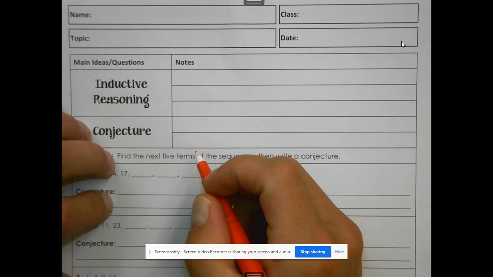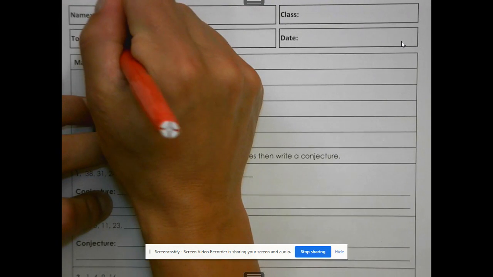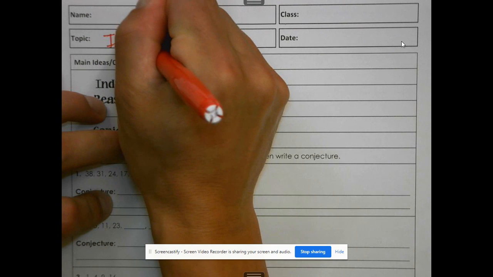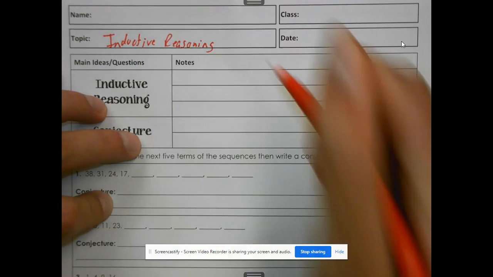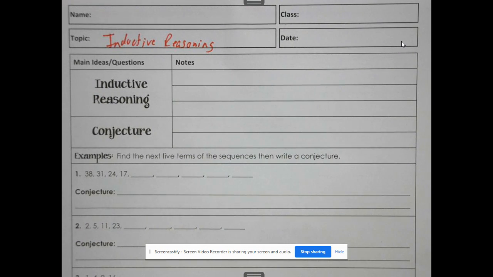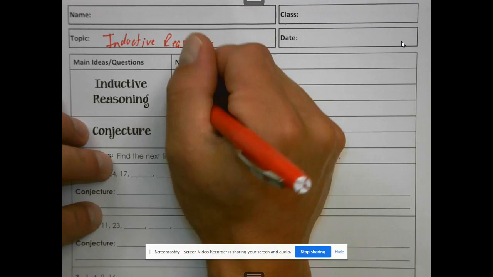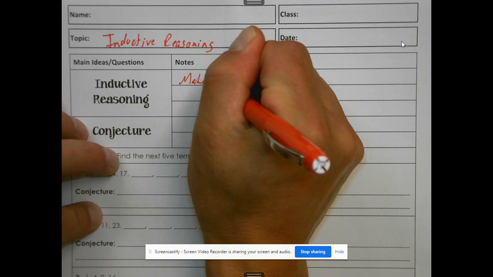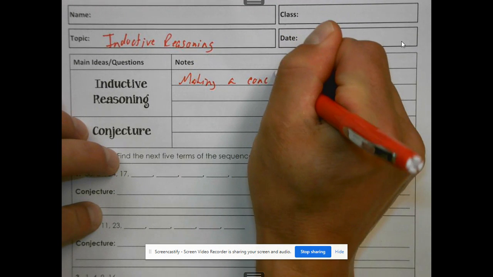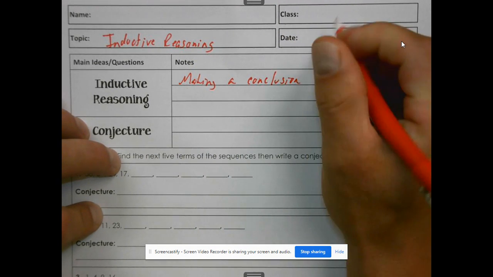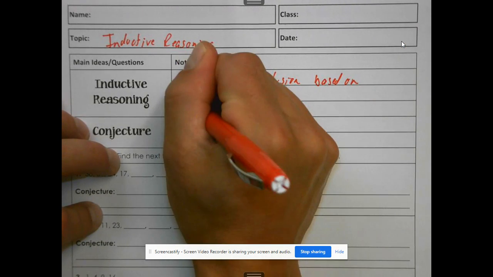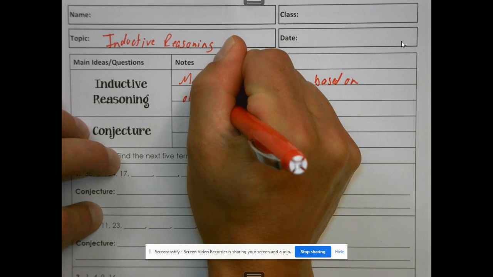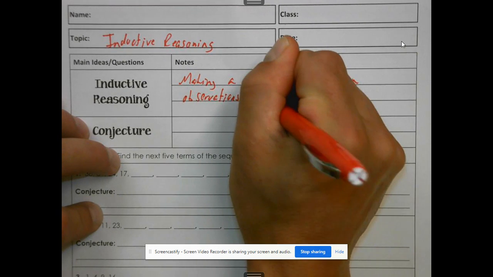All right, today's stuff is called inductive reasoning. What is inductive reasoning? Inductive reasoning is making a conclusion based on observations and patterns.